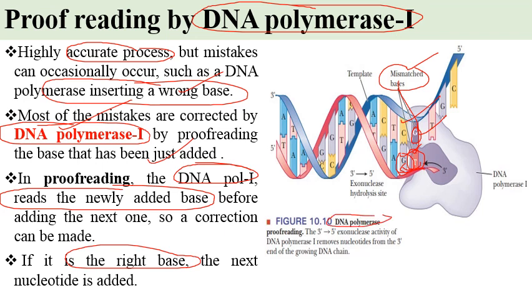So DNA polymerase has proofreading activity. Here the 3' to 5' exonuclease activity of DNA polymerase 1 removes nucleotide from the 3' end of the growing DNA chain. So DNA polymerase 1 has 3' to 5' exonuclease activity, and it checks whether any wrong base has been added at the 3' end, and if so, it removes it.